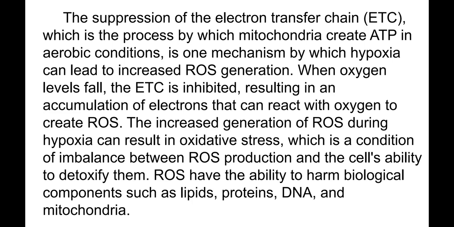Okay, the suppression of the electron transfer chain, which is the process in which mitochondria create ATP in aerobic conditions, is one mechanism in which hypoxia can lead to increased reactive oxygen species generation. When oxygen levels fall, the electron transfer chain is inhibited, resulting in accumulation of electrons that can react with oxygen to create reactive oxygen species.